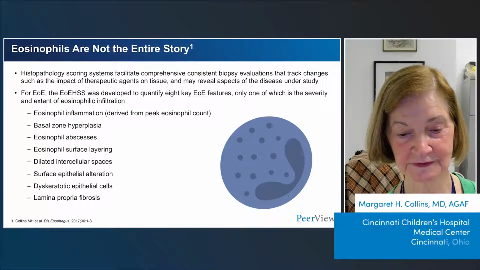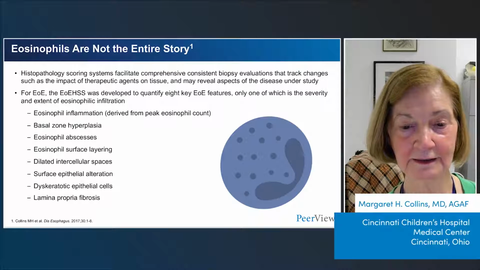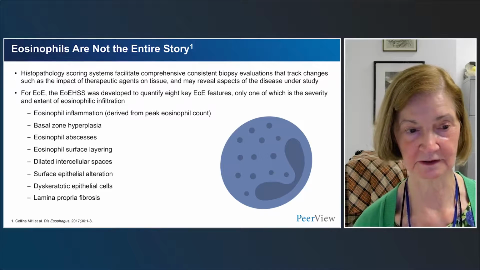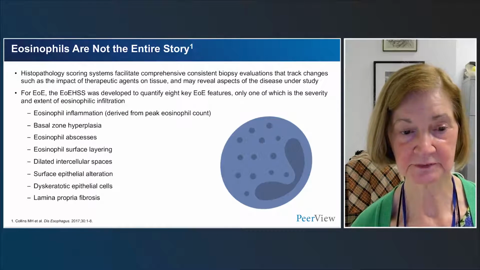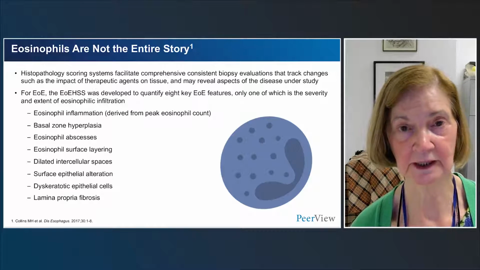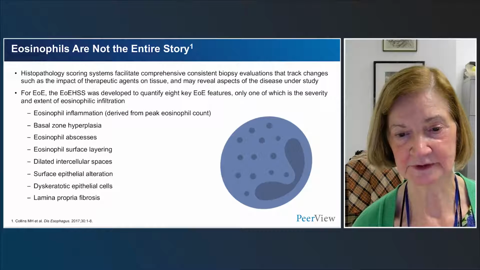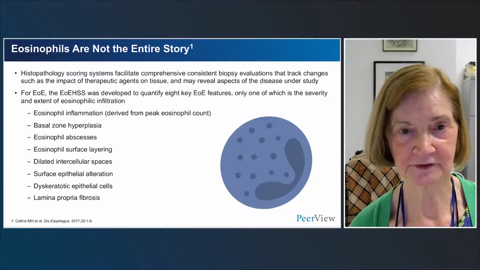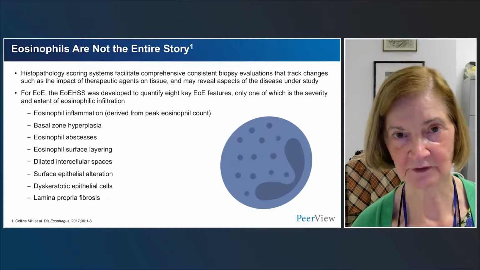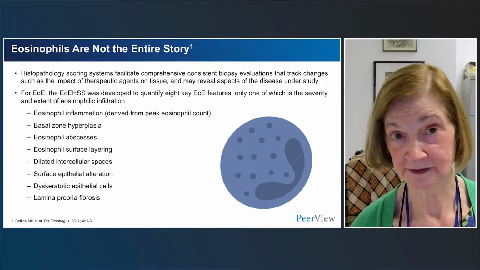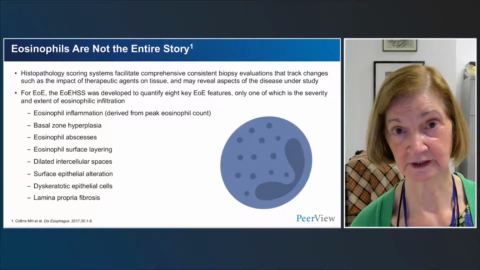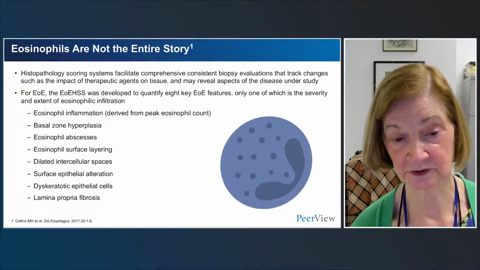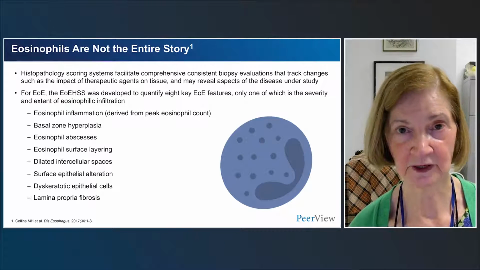Thank you, Dr. Gonsalves. So, eosinophils are not the whole story when it comes to eosinophilic esophagitis. Histopathology scoring systems are useful because they facilitate a comprehensive and consistent biopsy evaluation that will track changes over time, such as the impact of therapeutic agents on the esophageal tissue, and they may reveal aspects of the disease under study.